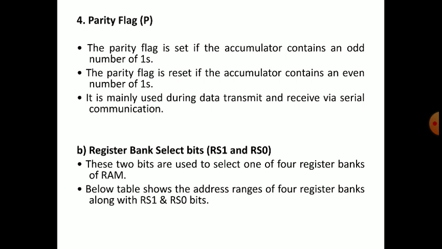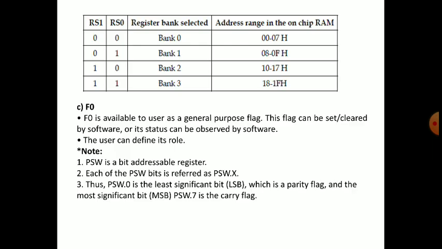Next is the register bank selection bits RS1 and RS0. These two bits are used to select one of the four register banks of RAM. The table below shows the address ranges of the four register banks along with the RS1 and RS0 bits. We have already seen this register bank selection, RS1 and RS0 for the bank, and the address ranges also.